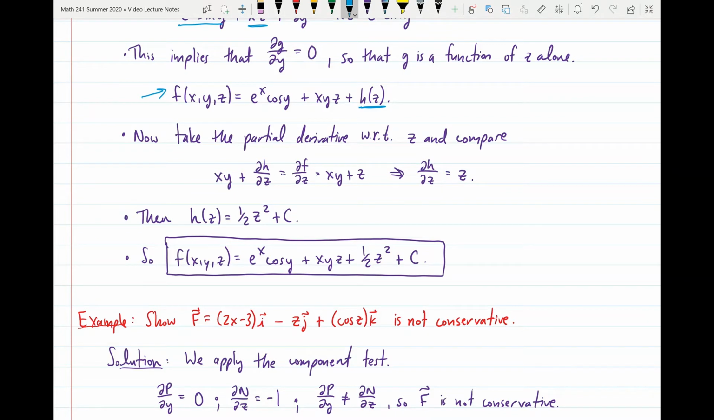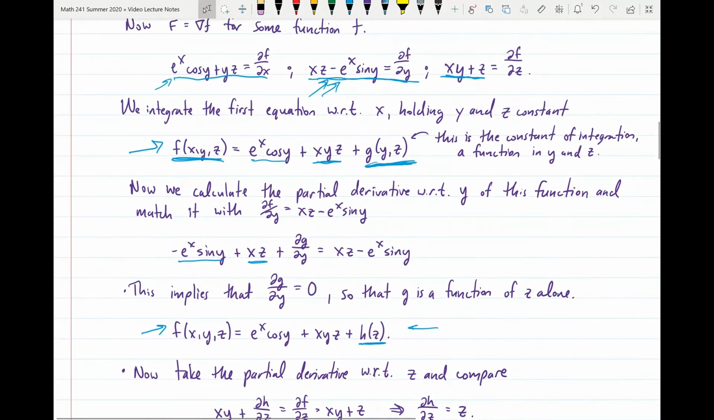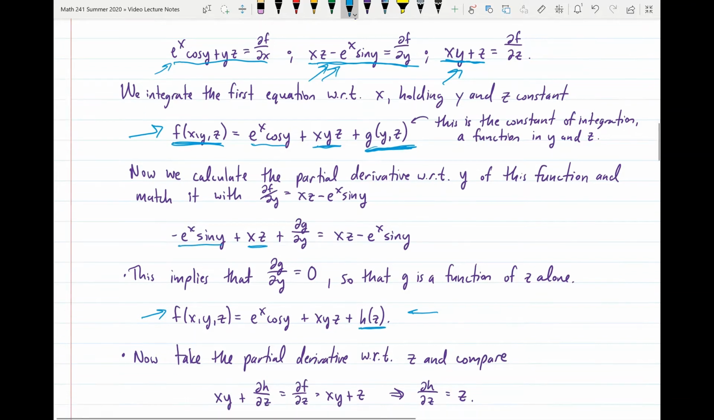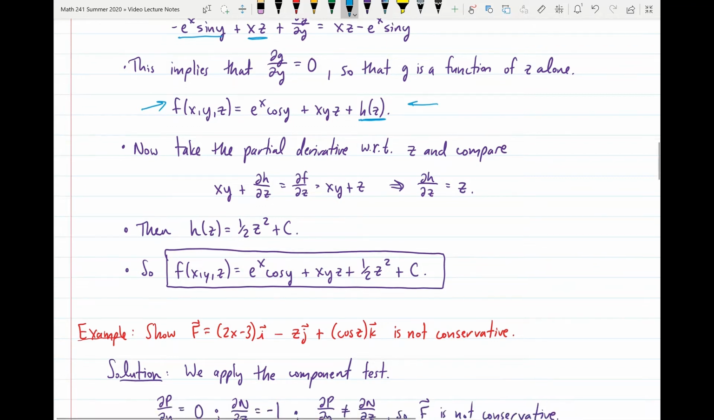So we take the partial derivative of this concocted f here with respect to z, and compare that partial derivative with what we expect to get from this third equation up here. So we expect the partial derivative of f with respect to z to equal x times y plus z. And so we want to make sure that this h of z, whatever we choose it to be, is such that when we take the partial derivative of f with respect to z, we get xy plus z.